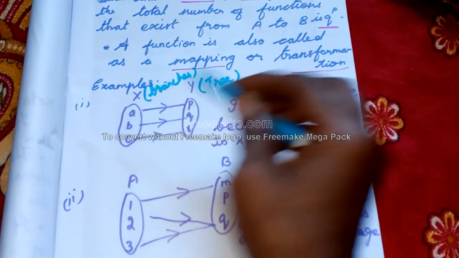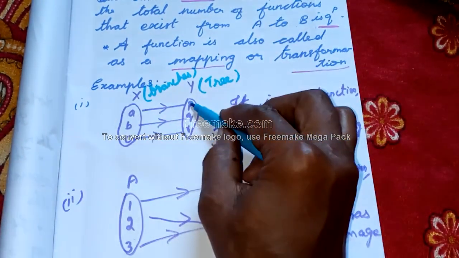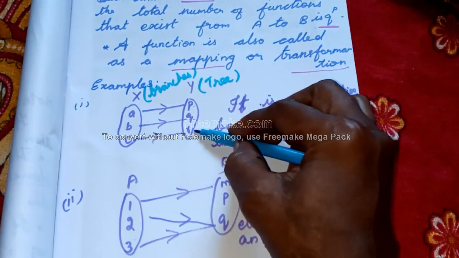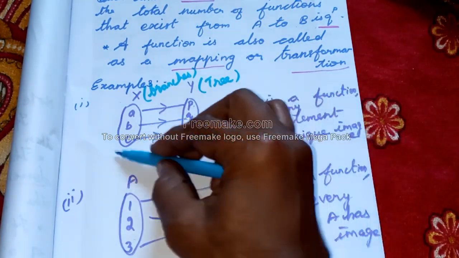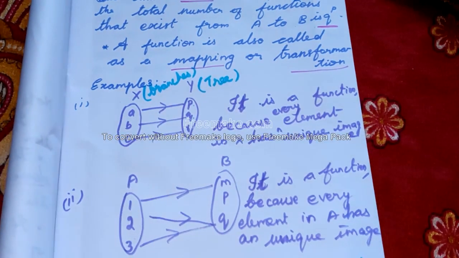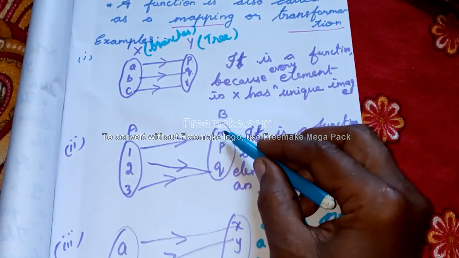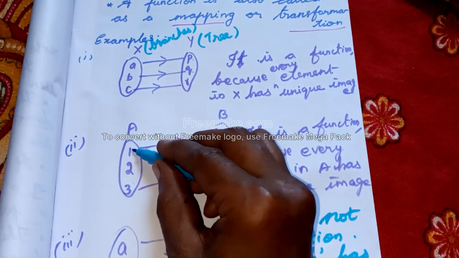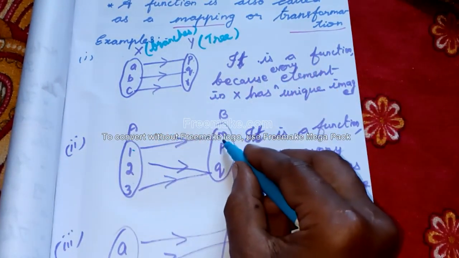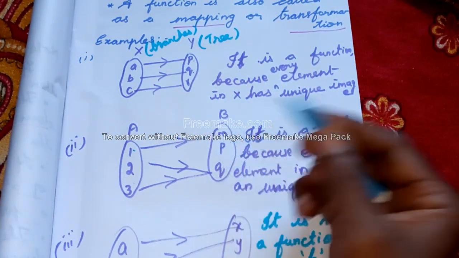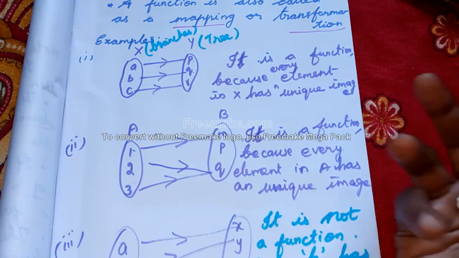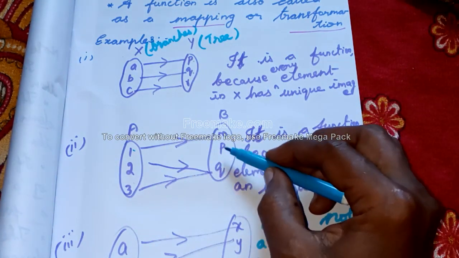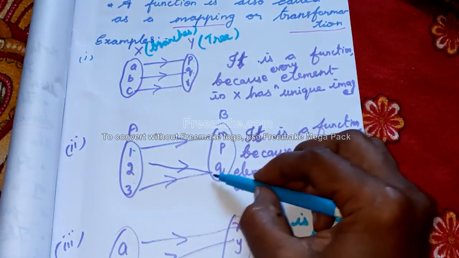Next, here the tree M has only one branch. Next, the tree P has no branch. Some trees have no branch also, isn't it? Next, the tree Q has two branches, 2 and 3. It is possible, so it is a function. It is tree and branch, like that. Remember that.